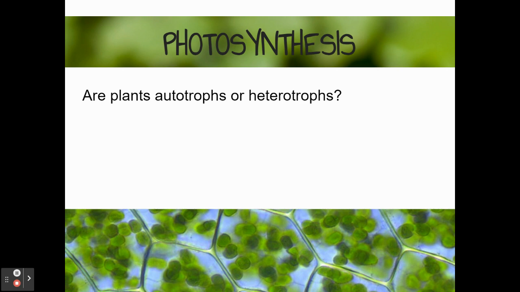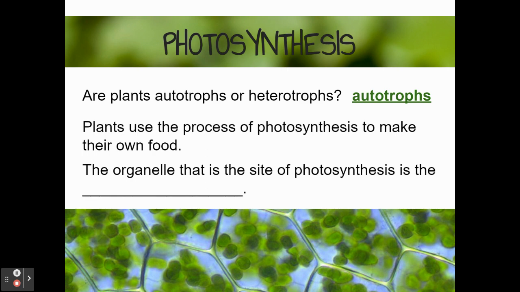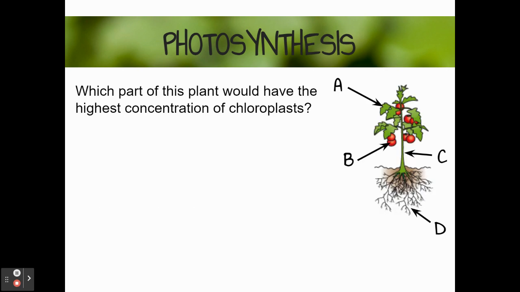Are plants autotrophs or heterotrophs? Since they do photosynthesis, the topic we're talking about today, they're considered autotrophs. Plants use the process of photosynthesis to make their own food. The organelle that is the site of photosynthesis is the chloroplast. We've previously learned about this. Those are the small, kind of jelly bean shaped organelles inside of any type of cell that can do photosynthesis.